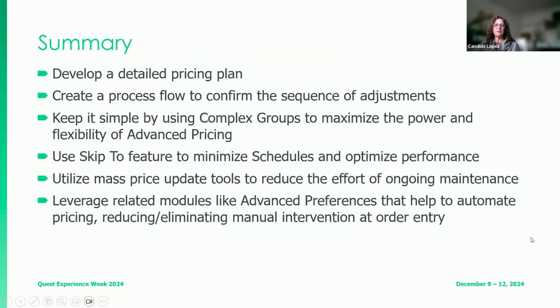Okay, making progress here. So first, I just want to reemphasize, have a very good detailed pricing plan. Sit down, take the time, design it out, flow it out in a process flow diagram to make sure that you understand the sequence of these price adjustments. Try to keep it as simple as you can. Yes, simple means complex groups to maximize the power and flexibility of advanced pricing. Use that skip to feature. Use the mass price update tools that we talked about and utilize those additional modules to help drive the population of some of those fields that those pricing rules then will pick up.